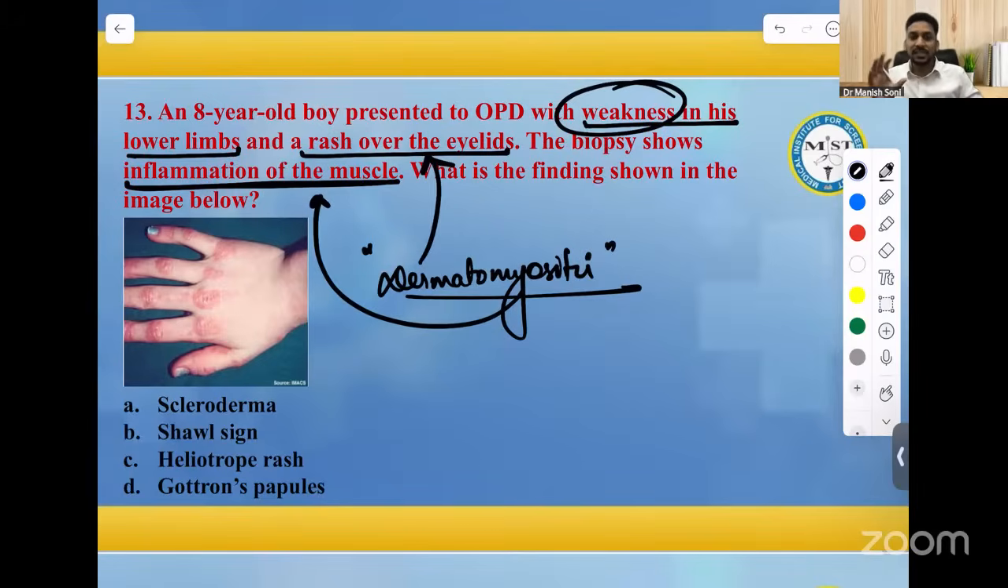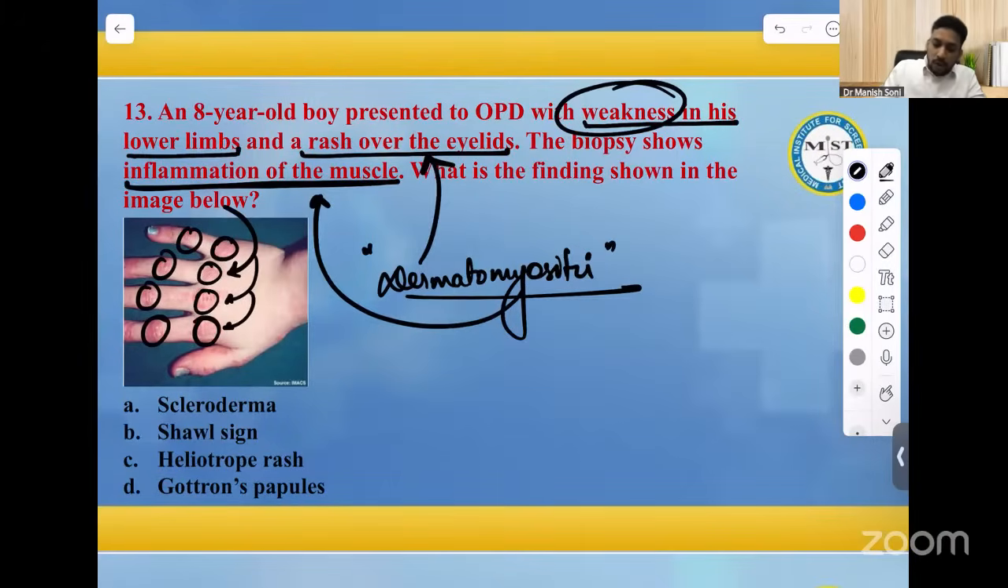So dermatomyositis is a condition where these two entities are present together, as mentioned in the question. Clearly in the question, it is written weakness in the lower limbs, inflammation in the muscle, myositis, and derma is also involved because there is a rash over the eyelid. Now, what is the finding shown in the image below? They are saying the image has certain rashes over the knuckles and the interphalangeal joints. So what are these? These are Gottron's papules, which are seen in dermatomyositis.